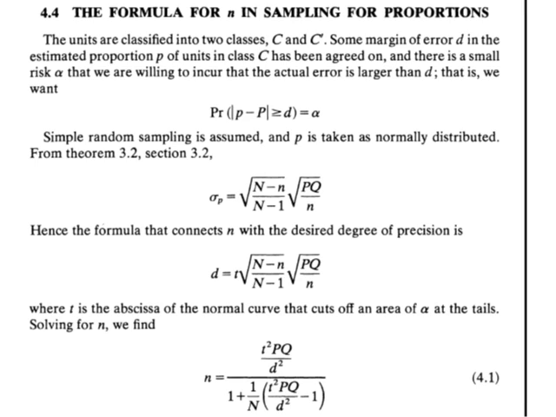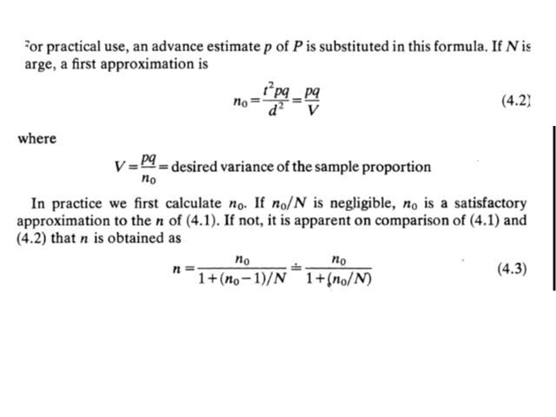at the tails. Solving for n we find n equal to (t squared PQ over d squared) divided by 1 plus 1 over N times (t squared PQ over d squared minus 1). In practical use, an advance estimate p of capital P is substituted in this formula if N is large, and the first approximation is n naught equal to t squared PQ over d squared, which is equal to PQ over V, V being equal to PQ over n naught, the desired variance of the sample proportion.